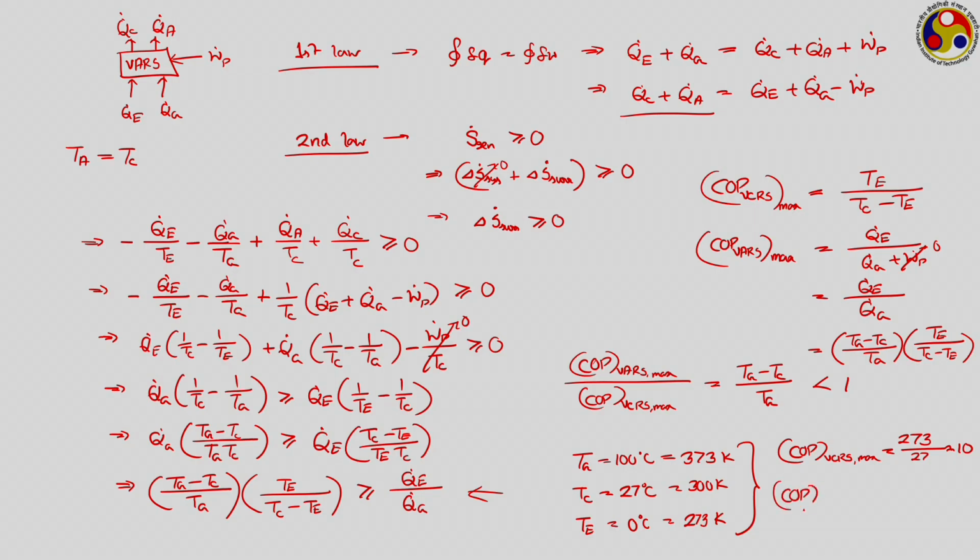Similarly, the COP for the equivalent VARS maximum, where the additional factor of Tg minus Tc upon Tg comes into the picture. If you calculate, it may be roughly equal to just 2. So, it is only 1/5, and practically the COP of a VARS system, this is the maximum one, is always of the order of 1 or maybe even less than 1.